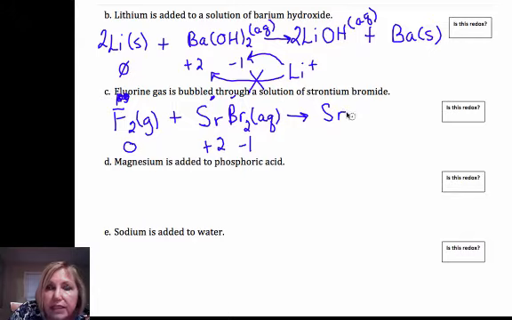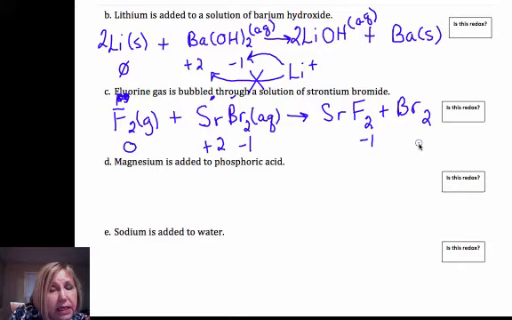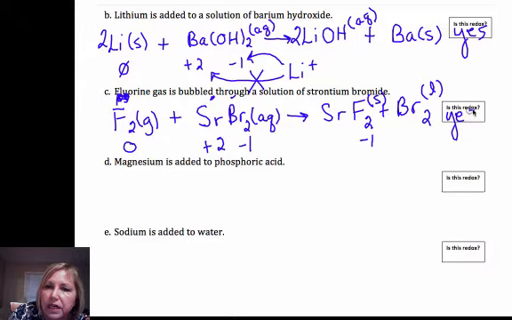Okay, strontium is going to go with fluorine because strontium's positive and fluoride wants to be -1. That leaves bromine all by itself, but be careful because bromine all by itself is a diatomic. Now, you don't have to know this solubility rule, so we would give you a hint on that that's a solid. And remember, all single replacement are redox.